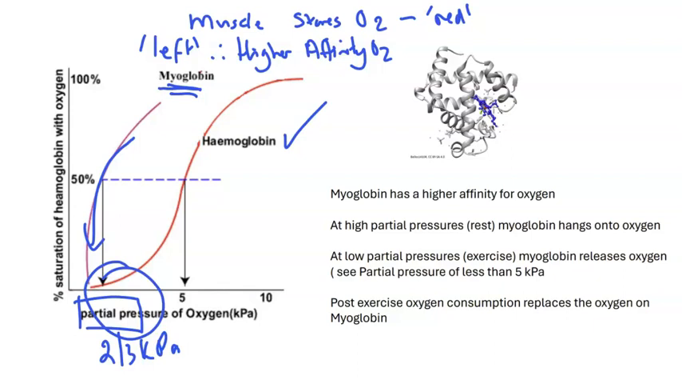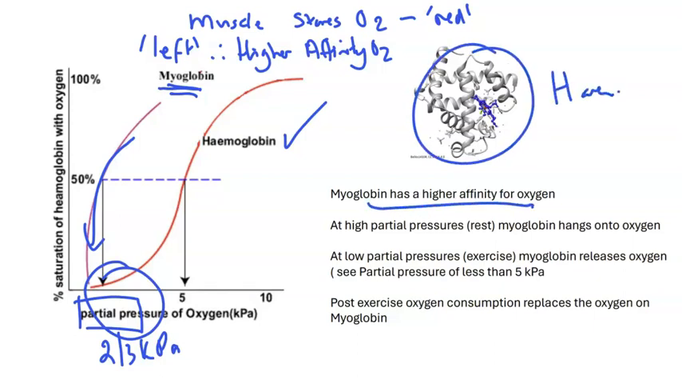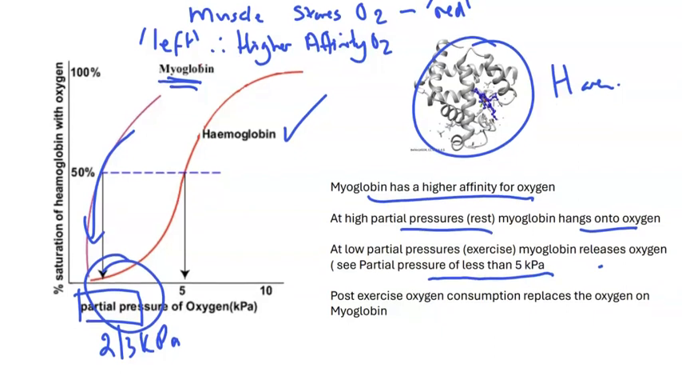So myoglobin is a single heme group. It has a higher affinity for oxygen than normal hemoglobin. At high partial pressures, it holds on to the oxygen, and at very, very low partial pressures, it will release that oxygen as additional oxygen to support respiration.